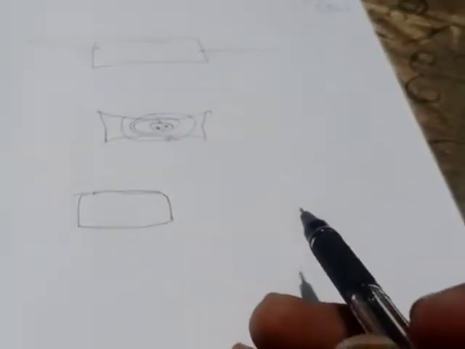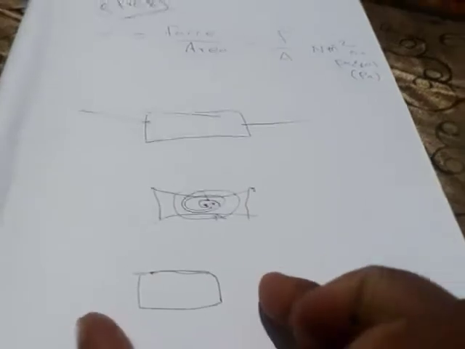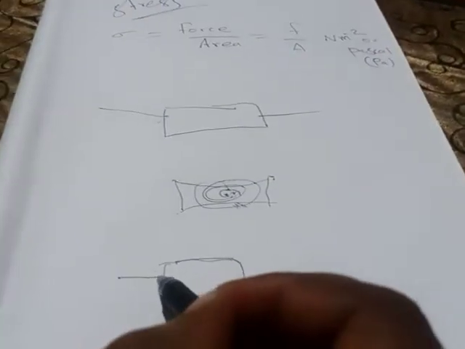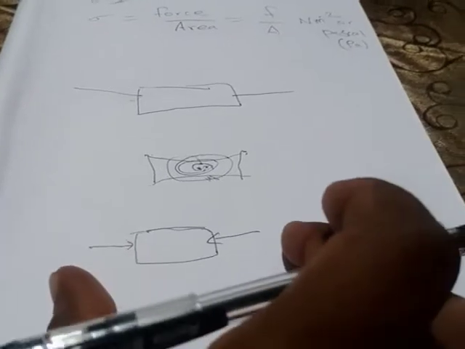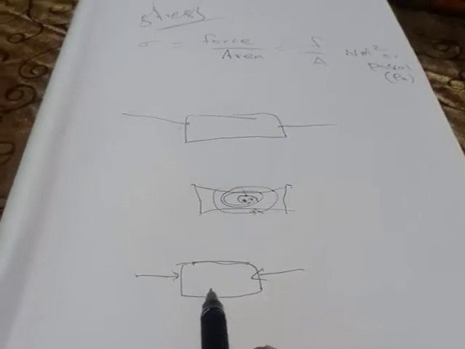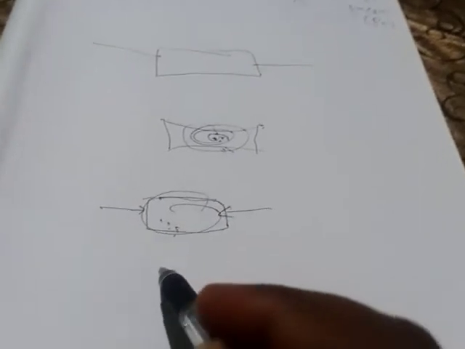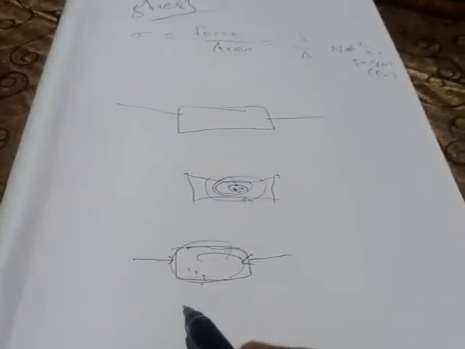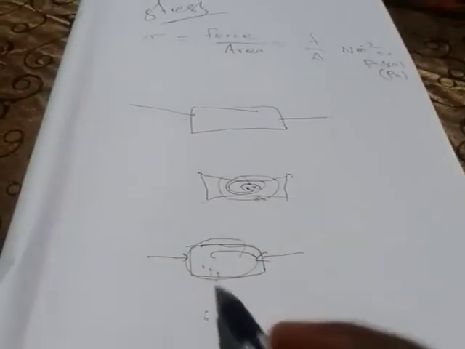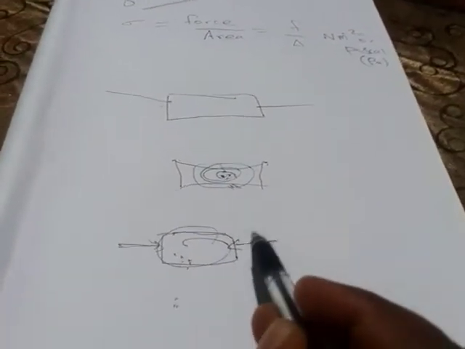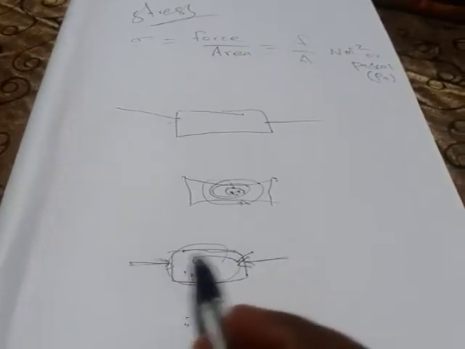Next one is compressive stress. Assume that you have a Center Fresh bubble gum, and from both sides you are pressing this bubble gum. What will happen is this area will change, and during this time a stress is produced on this bubble gum, and this we can call compressive stress.